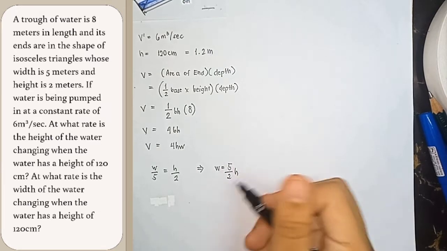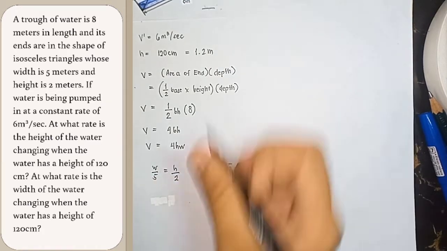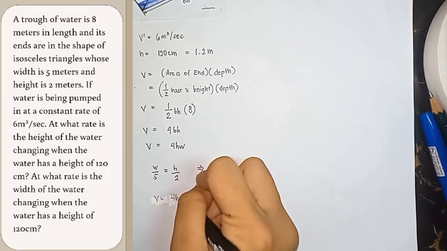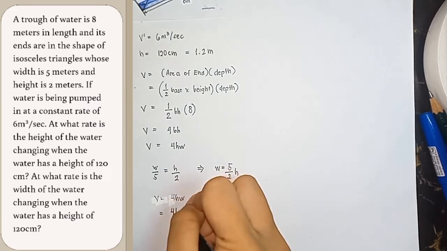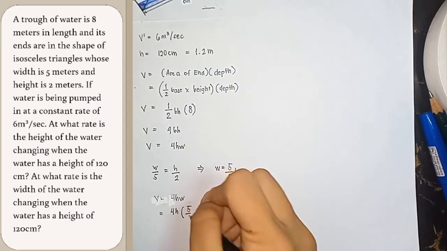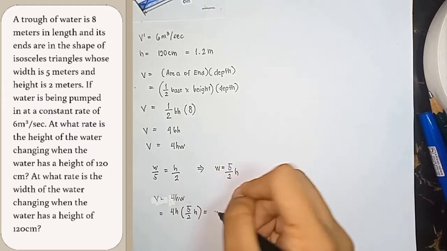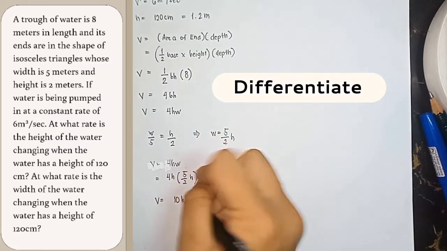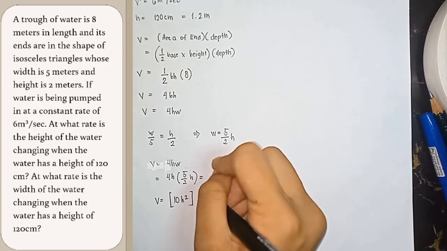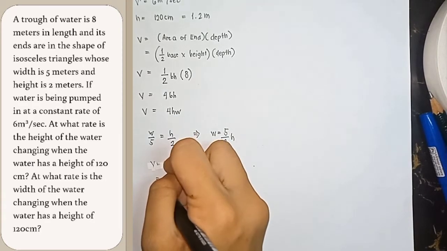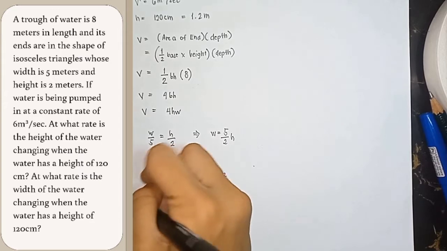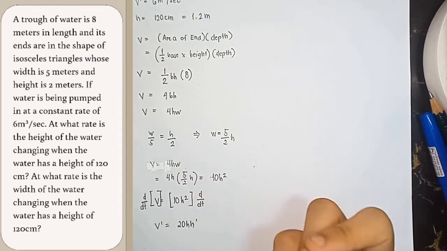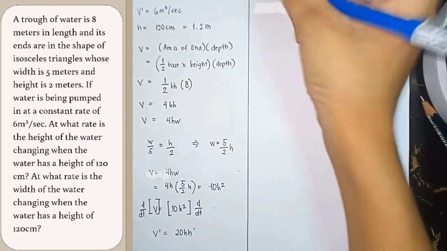Plugging this into the volume gives a formula for the volume, for this tank, that only involves the height of the water. Volume is equal to 4 times height times width. So that is equal to 4 times the height times the value of the width, which is 5/2 height, which equals 10h squared. We can now differentiate it with respect to t, and I'm going to get V prime is equal to 20h times h prime. Finally, all we need to do is plug in and solve for h prime.